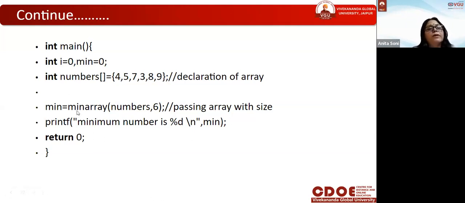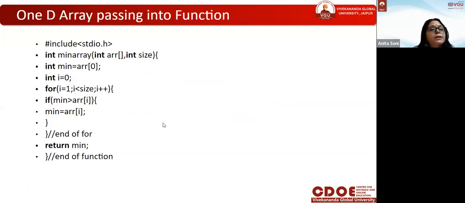So you have invoked the function minArray. You are passing an array. The array name is number and its size is 6. So this is the calling in the main. You are calling a function. Outside the main, it is the called function. And this is the beginning of the function, and this is the end of the function, and this is the inside code of the function.